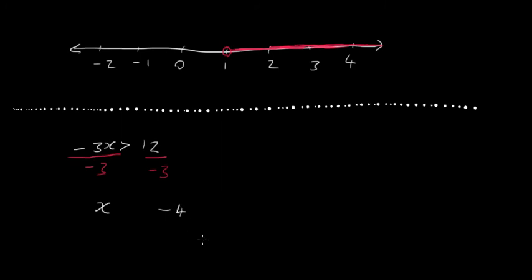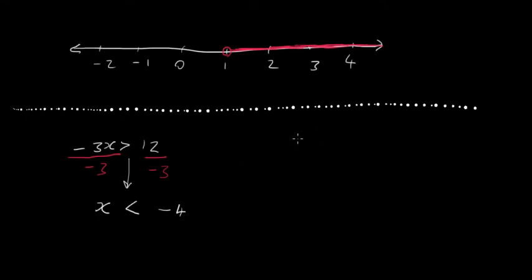Now the thing about it is we divided both sides by a negative number, so what we have to do is switch around this symbol from pointing this way to pointing this way. X is less than minus 4. So the general rule is if you multiply or divide by a negative number, you must switch this symbol around, from this direction to this direction or vice versa, depending on what your symbol is.